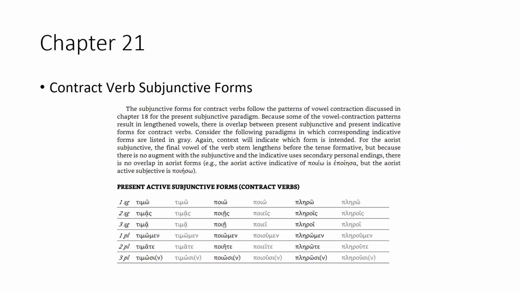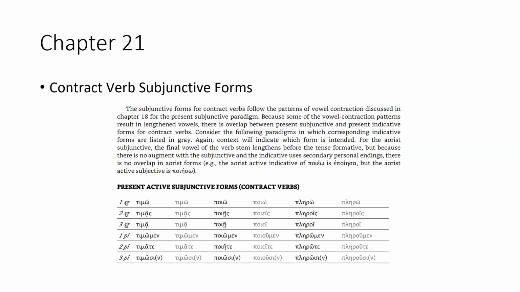Contract verbs. The subjunctive forms for contract verbs follow the patterns of vowel contraction discussed in chapter 18, the present subjunctive paradigm. Because some of the vowel contraction patterns result in lengthened vowels, there is an overlap between present subjunctive and present indicative forms for contract verbs. Consider the following paradigms in which corresponding indicative forms are listed in gray. Again, context will indicate which form is intended.